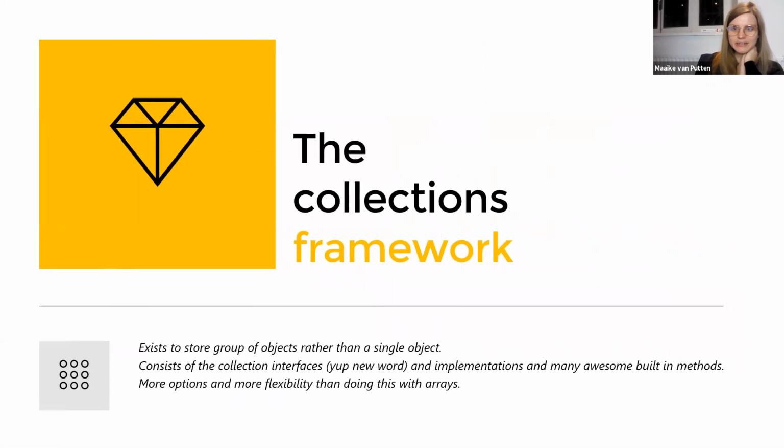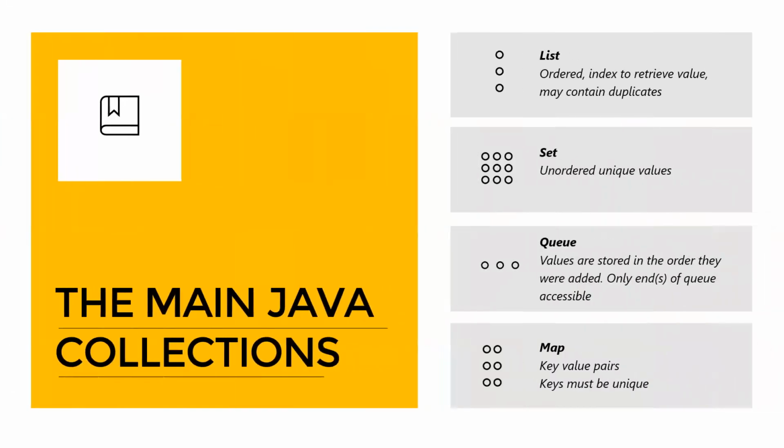So what is a collection? It's very similar to what we've seen with the arrays. It's an option to store multiple objects in one variable instead of only storing one object in one variable. And Java has a whole lot of types of collections built in. These collections pretty much consist of 4 main groups. We have the so-called lists, we have sets, queues, and maps.